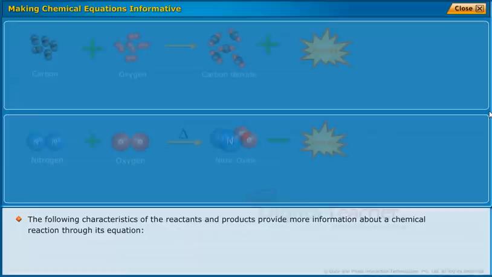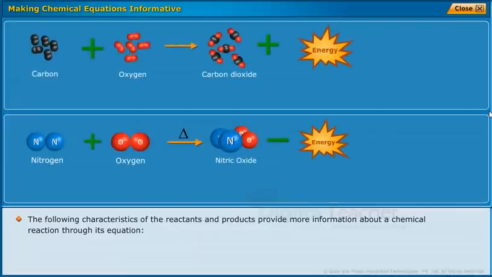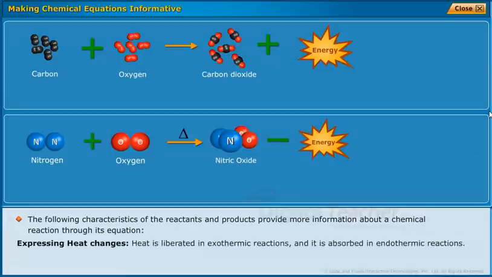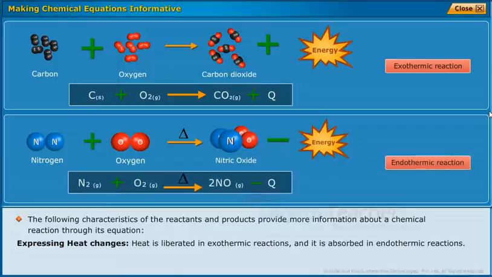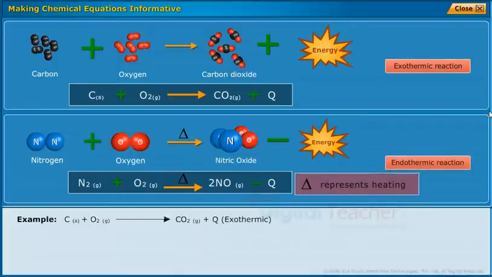The following characters of the reactants and products provide more information about a chemical reaction through its equation. Expressing heat changes. Heat is liberated in exothermic reactions and it is absorbed in endothermic reactions. The examples of these reactions are shown on screen.